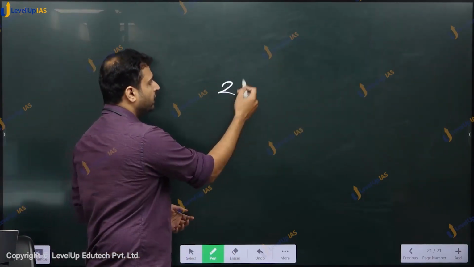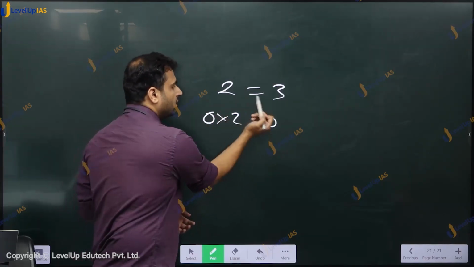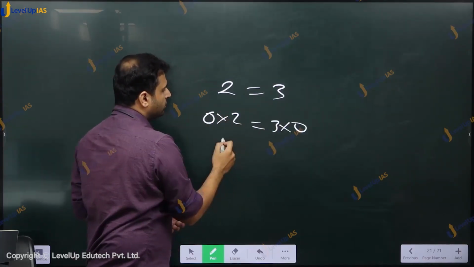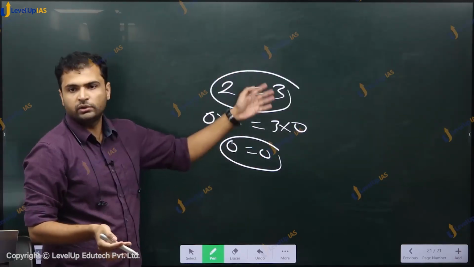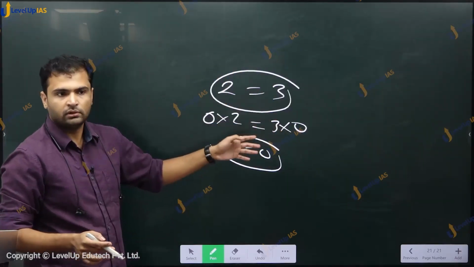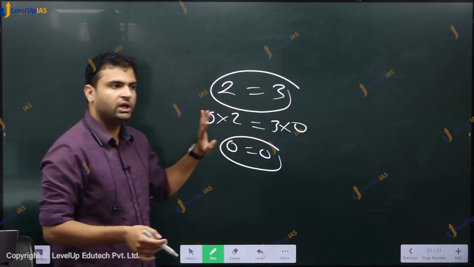So we can even prove like 2 is equal to 3. You are going to say that 2 into 0 is equal to 3 into 0. So 0 equals 0. Because this is true, this is also true. You get some results like this, which is a contradiction, is irrational. Entire system collapses. That is why we don't divide by 0.